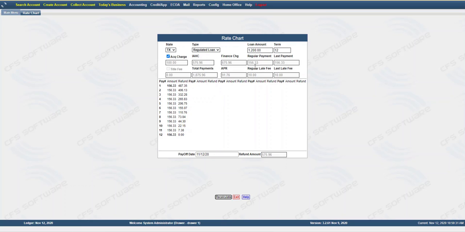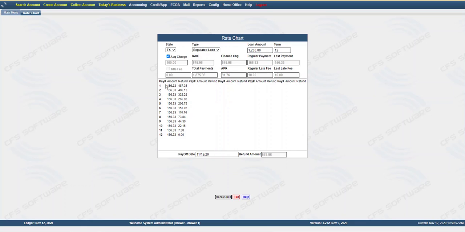APR, the annual percentage rate that it ends up being, and that can change depending on acquisition charge and of course time period of the loan, and it's specific to this particular loan type in, for instance, Texas that we've chosen. It'll tell you if there's any late fees and how much it would be added if there were late fees, but that's in the settings. It doesn't add the late fee in.